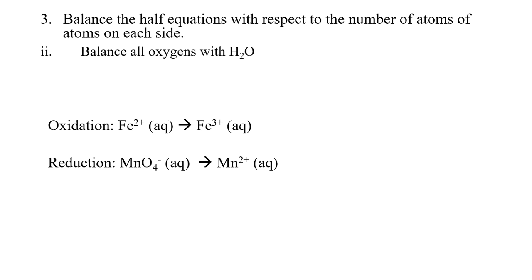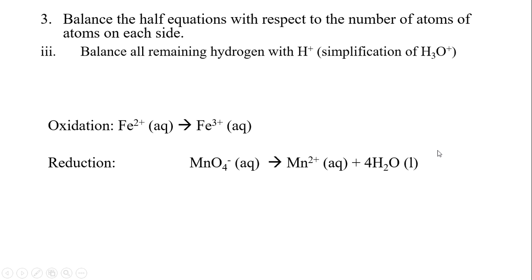Now we're going to have to balance all of the oxygens with water molecules. In the first formula here, we have no oxygen atoms, so we're done. But here we have 4 oxygen atoms. So we're going to have to balance those up with 4 water molecules. Each water molecule carries 1 oxygen atom, so you need the same number of water molecules as you have oxygens on the other side.